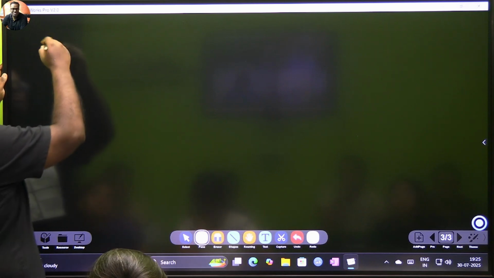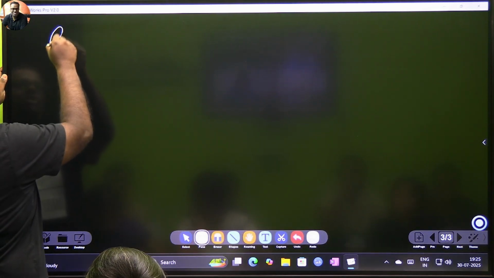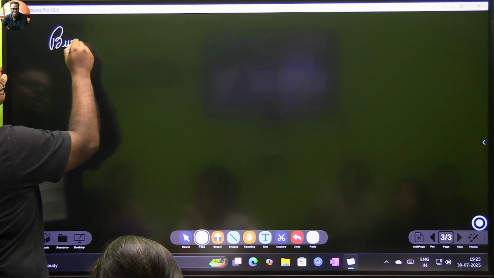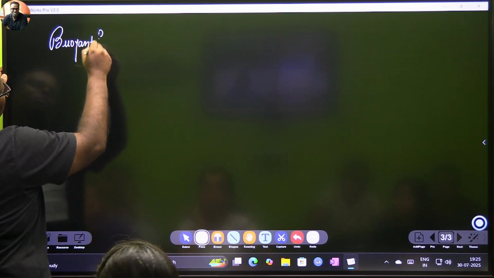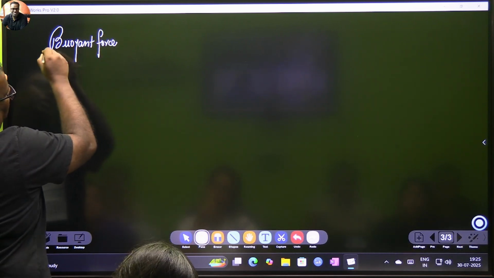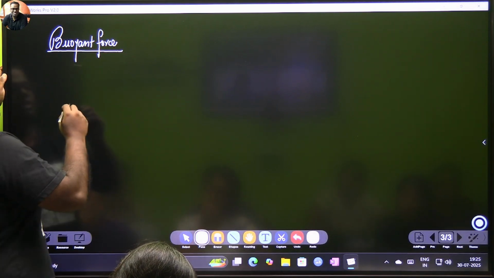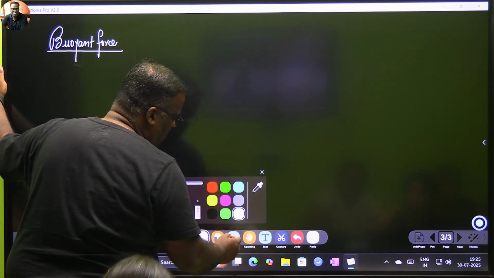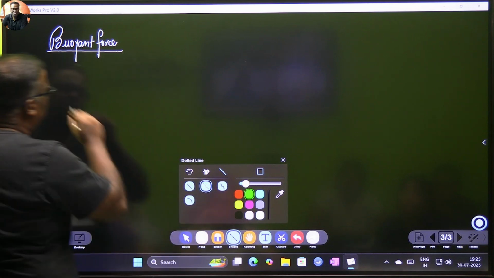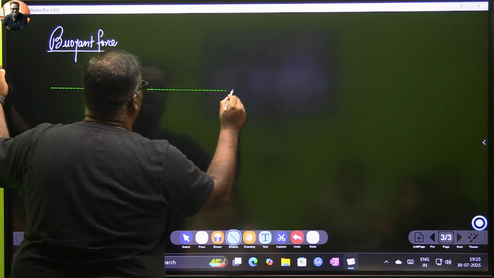Okay. Now we will visit buoyant force from many angles. Okay. Now, buoyant force. Another way of perspective of seeing it. Now, when we see a body being immersed, then there are three types of scenario in which we can see how a body is immersed.